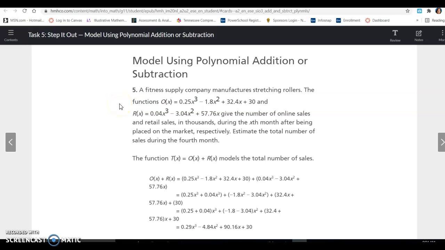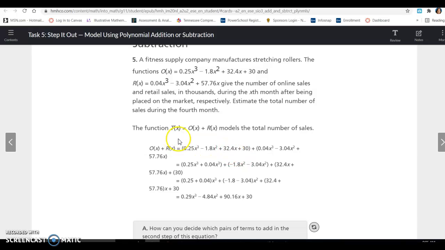Task 5, model using polynomial addition or subtraction. A fitness supply company manufactures stretching rollers. The functions O of x and R of x give the number of online sales and retail sales in thousands during the xth month after being placed on the market, respectively. Estimate the total number of sales during the 4th month. The function T of x equals O of x plus R of x. You can see O of x and R of x are the original two functions. So when you add those together, they're going to call it a new function called T of x. And the function T of x models the total number of sales.